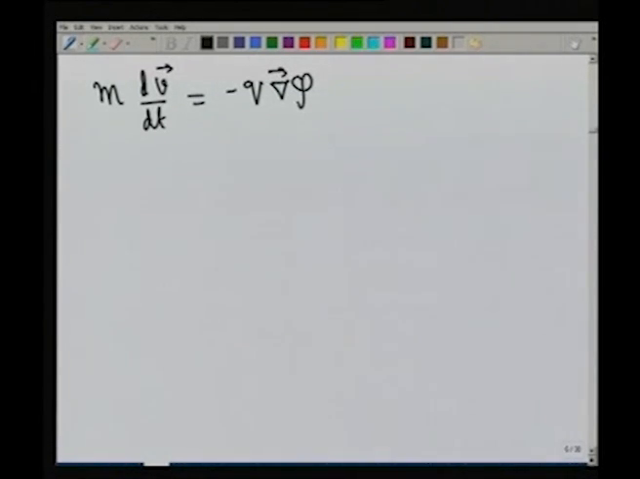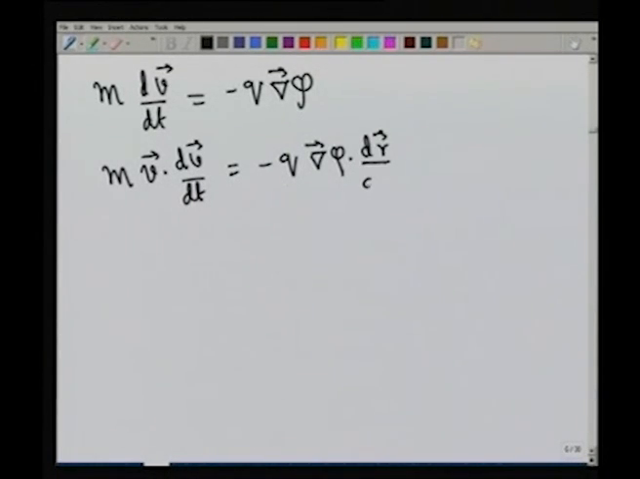I have replaced d squared r by dt squared, the acceleration, by dV by dt, and of course I have replaced my electric field by minus grad phi. If I were to dot both of them with the velocity, if I were to take the inner product, what am I going to get? I am going to get mv dot dV by dt is equal to minus q grad phi dot dV, which is nothing but dr by dt. This is what I get.